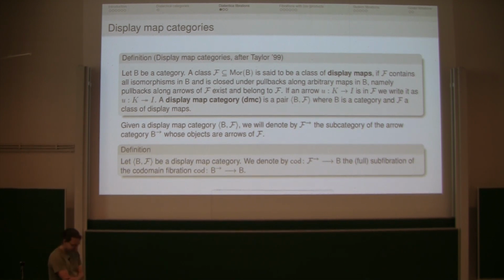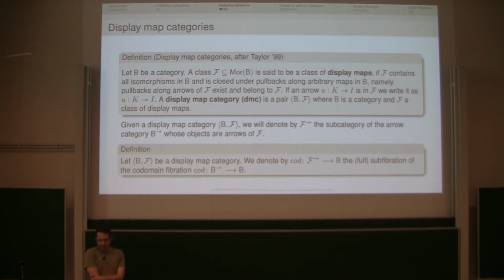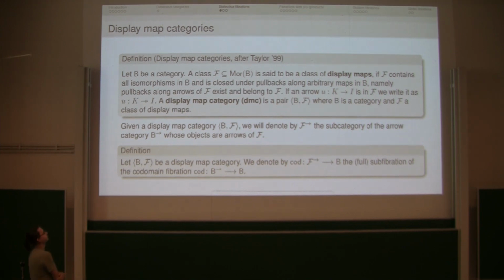So to introduce this parameter that I mentioned about these maps with respect to which we want to complete, we're looking at display maps. Those are essentially maps with some closure properties in the base category, especially they're pullback stable, and I want to indicate that some map is a display map with this double-headed right arrow here.